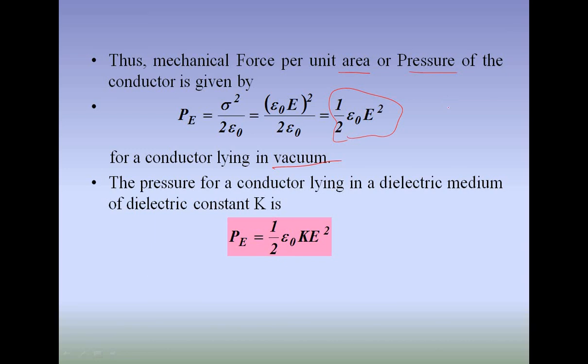Because epsilon naught means the electric permittivity of this space, or the vacuum. But if we have a conductor which is lying in a dielectric medium, then for that case the dielectric constant K will come into place, and we will write here epsilon naught K. Simply we will multiply this whole term with K, for a dielectric medium.